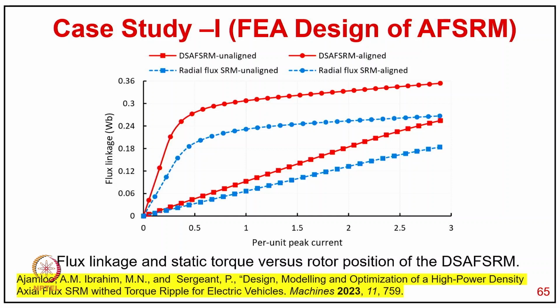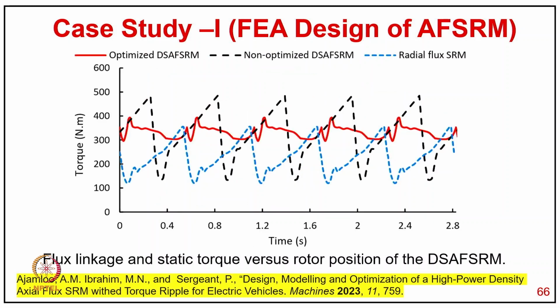So you can clearly see the flux here is much higher than what you have in case of radial field. And typically you can find out the flux linkage and static torque versus position of the doubly-sided optimized one and non-optimized one in black, and typically the radial field. So you can see torque pulsation is also less in case of this optimized double-sided axial flux machine compared to the radial field machine.